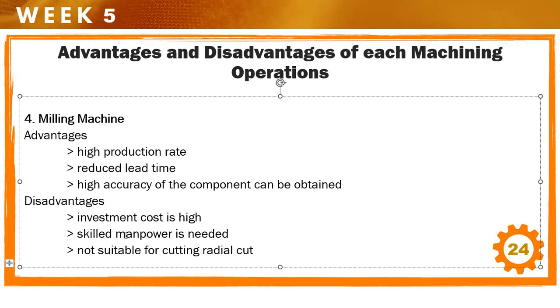The disadvantages: the milling machine itself is high in cost. Then skilled manpower is also needed here for the accuracy of the setup of the machine. Then it is not suitable for cutting radial cuts. As you noticed in the video, there is no radial cut. A radial cut means a cut that makes a spiral cut.